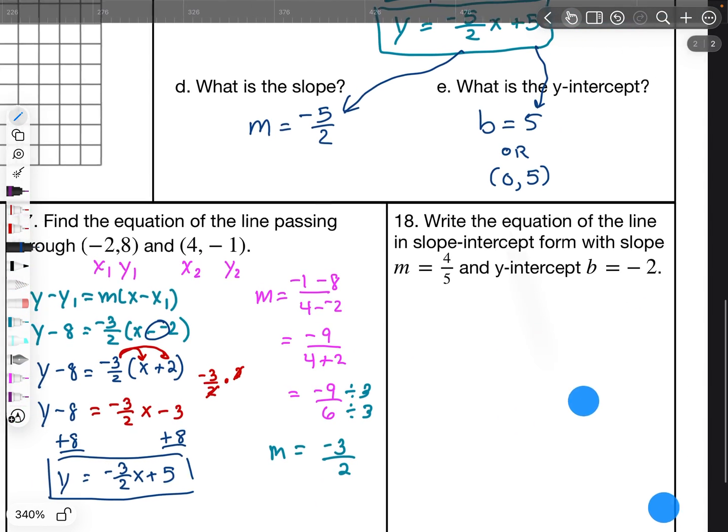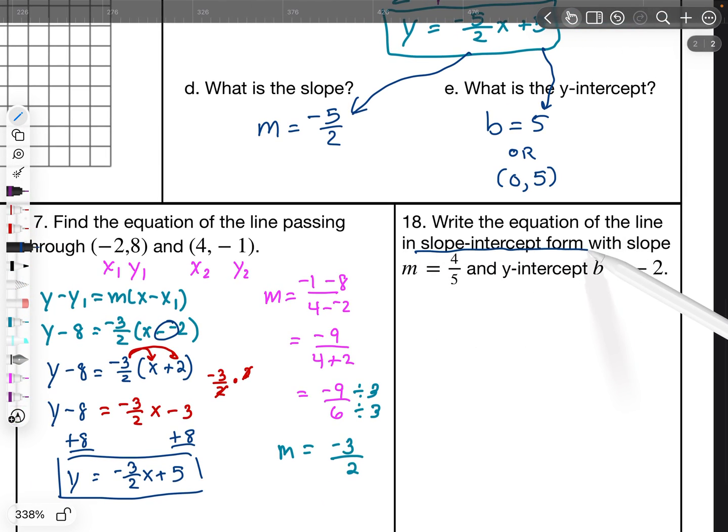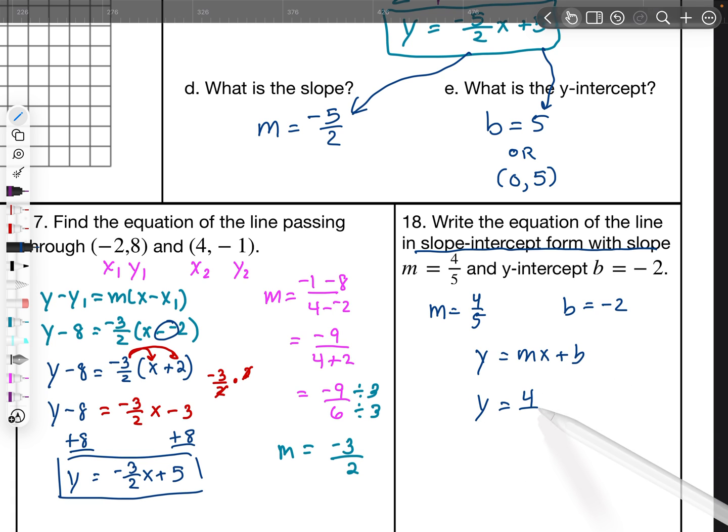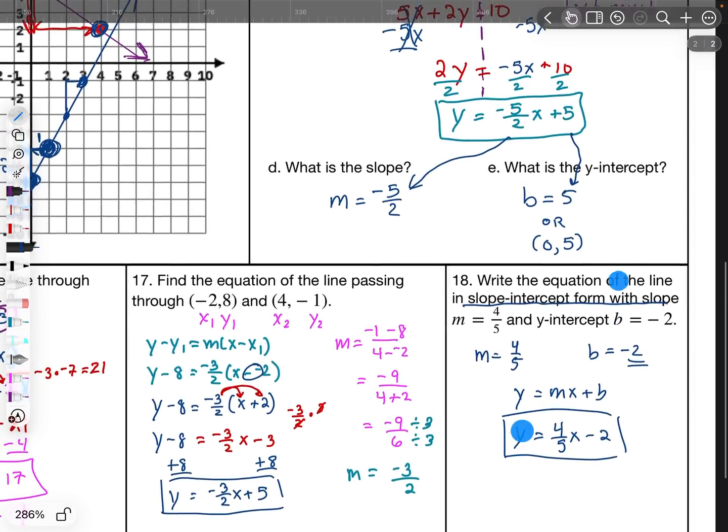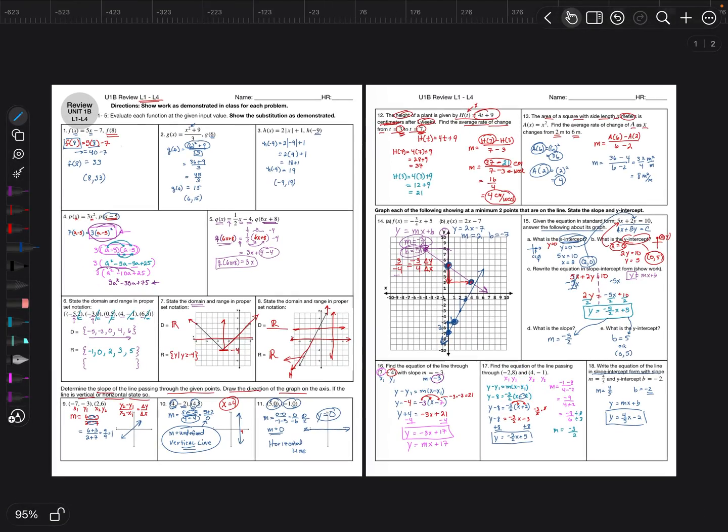Last one. Find the equation of the line in slope-intercept form with a given slope. So I know my slope, and I know the special point, the y-intercept. I can just write my form down. If I want a line with that slope, it's got to have 4/5 for the slope, and it has a y-intercept of -2. There it is, and I'm done. All right, if you can do all those things, you'll be in great shape.